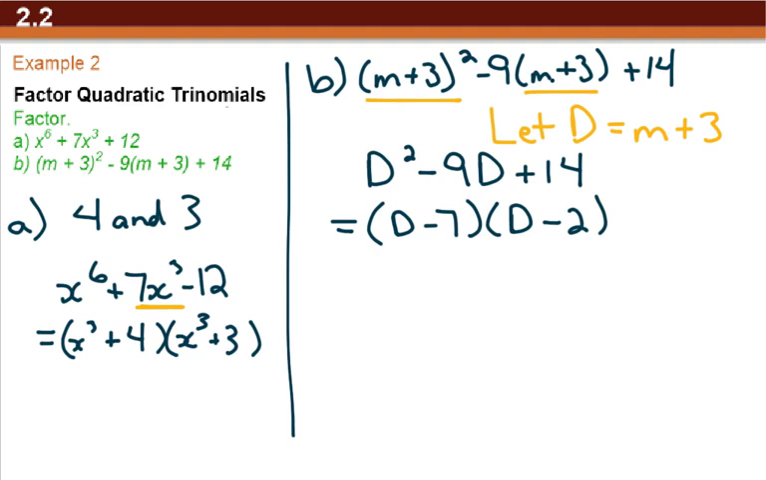But we didn't get d's in the original question. We got m plus 3's. So the last step here is to actually take those d's and replace them back with m plus 3's. So we get m plus 3 minus 7 and m plus 3 minus 2.